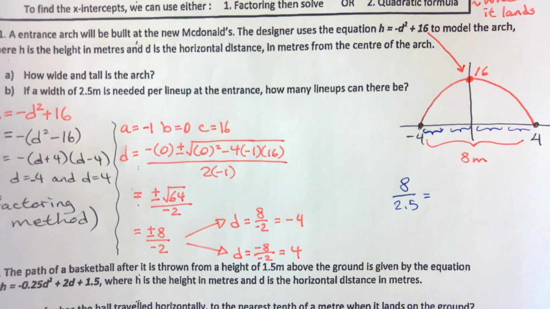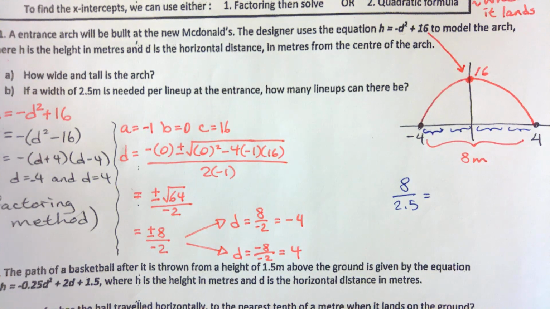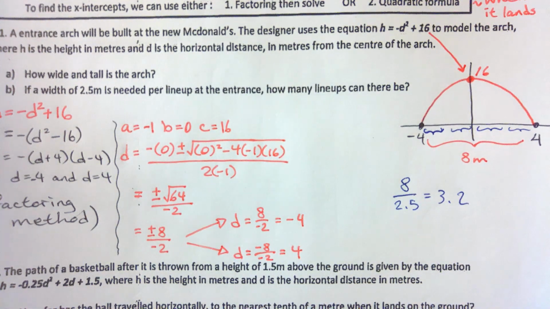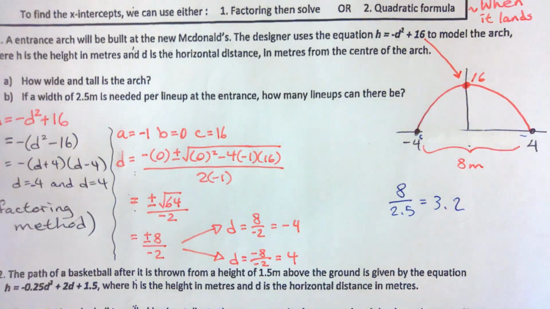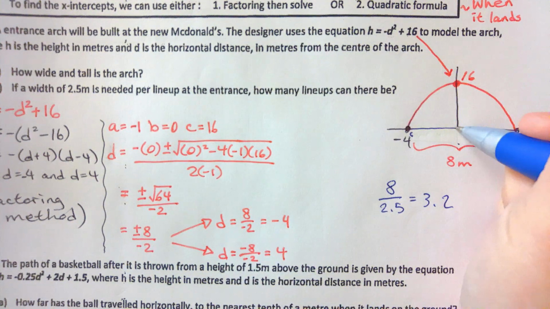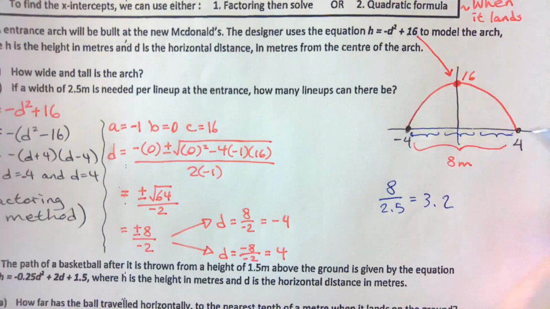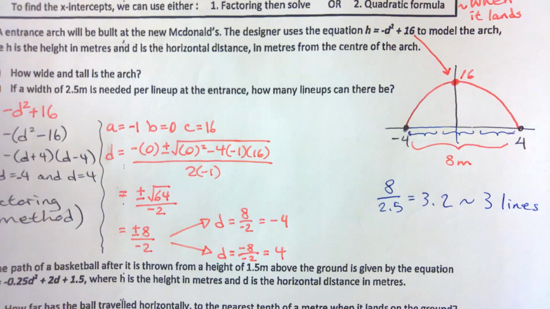I need a calculator. 3.2, right? My calculator doesn't work. 8 divided by 2.5. So 3.2. Okay, so that means I can fit 3 lines right here. So 1 line, 2 lines, 3 lines. So 0.2. 3 lines. Can you have 0.2 of a line?